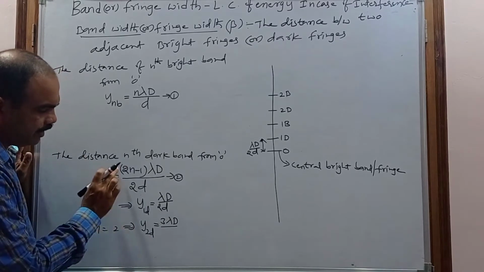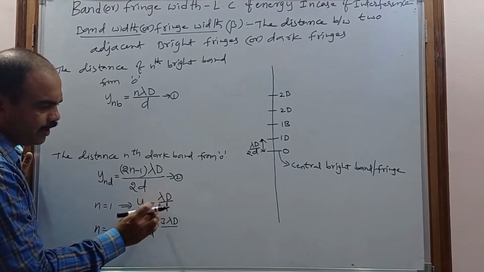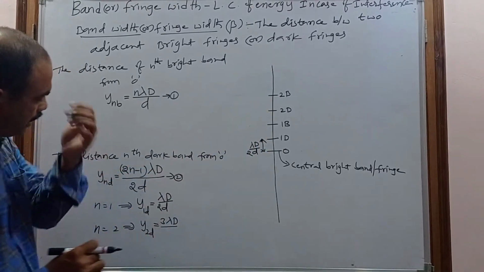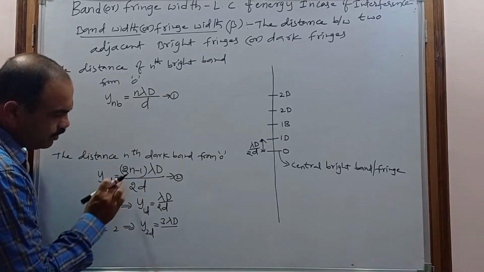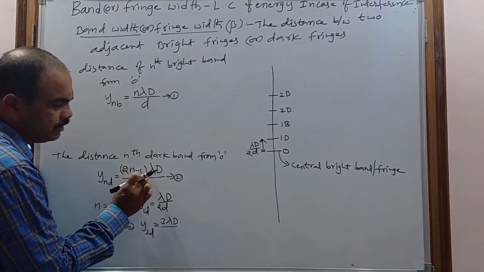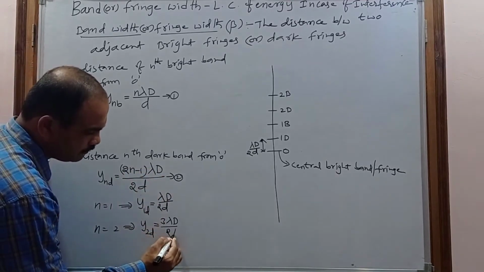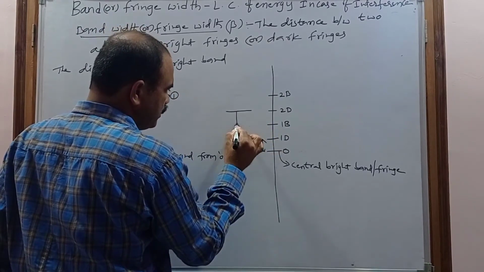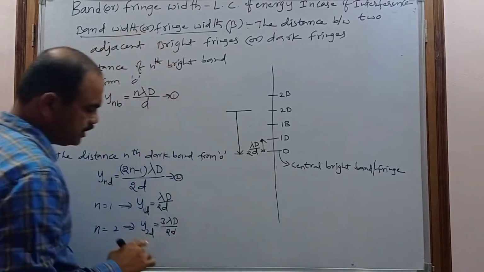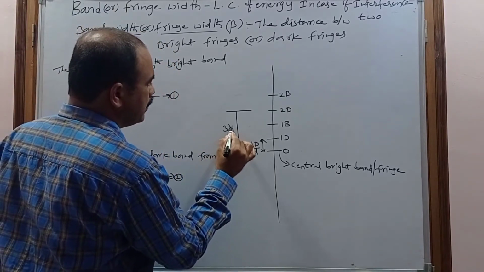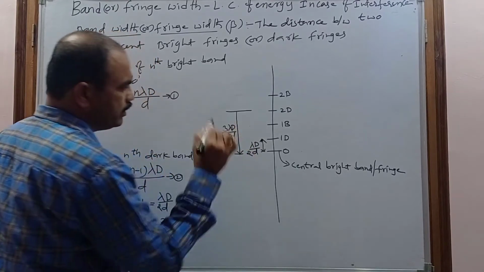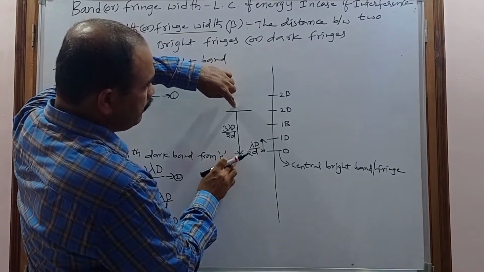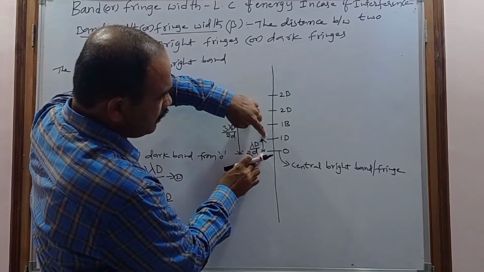So if I substitute n equal to 1 here, you get lambda D by 2d, this is the distance of the first dark band. And now what is the distance of the second dark band? If I substitute n equal to 2, 2 into 2, 4, 4 minus 1, 3, 3 into lambda D by 2d. So the second dark band is at 3 lambda capital D by 2 into small d from the center of the screen. Now you have the distance of the second dark band and the distance of the first dark band from the center of the screen.